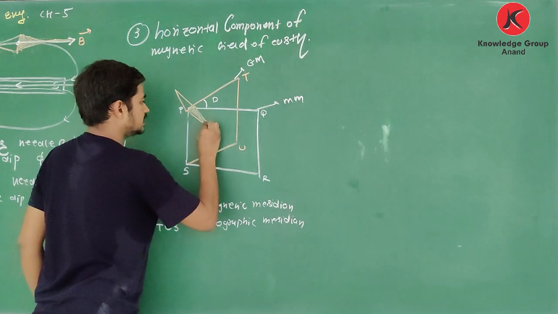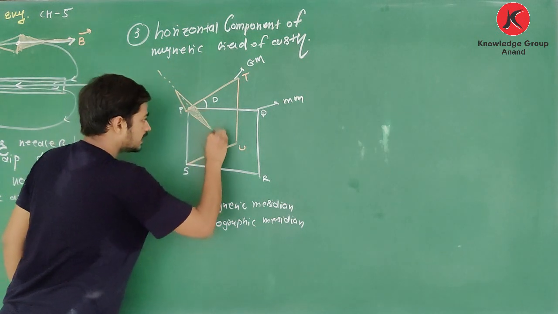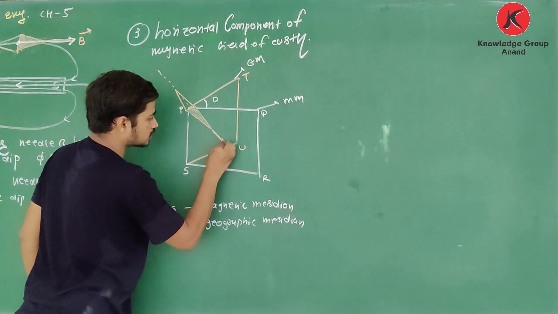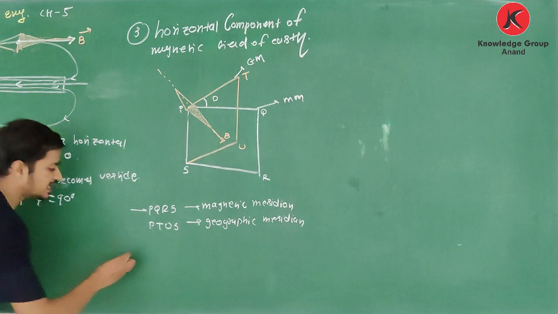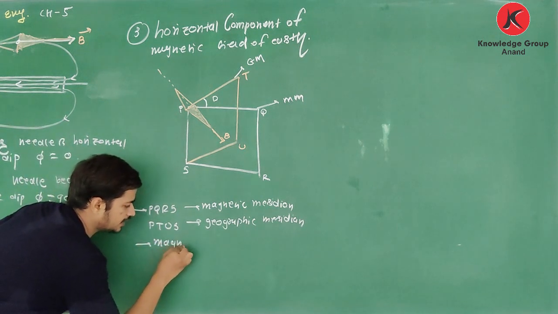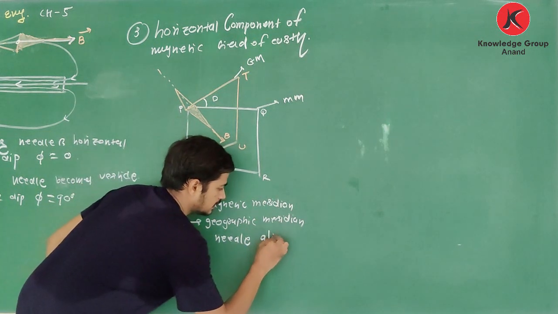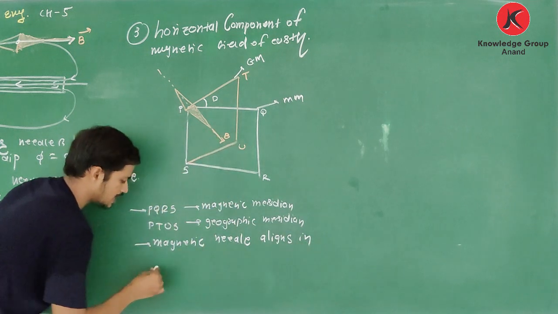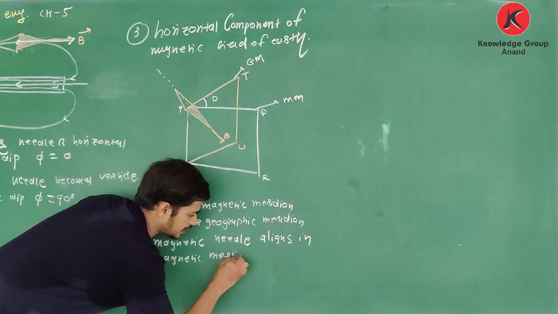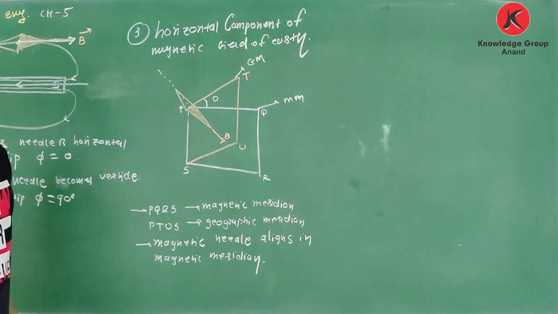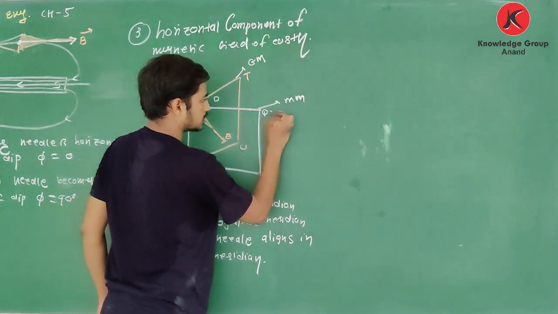Okay, so yes, the needle will align like this. It means this is the direction of the magnetic field of Earth. Clear about this? So yes, the magnetic needle aligns in the magnetic meridian. And see, we have considered one general case when it makes some angle with the horizontal direction.